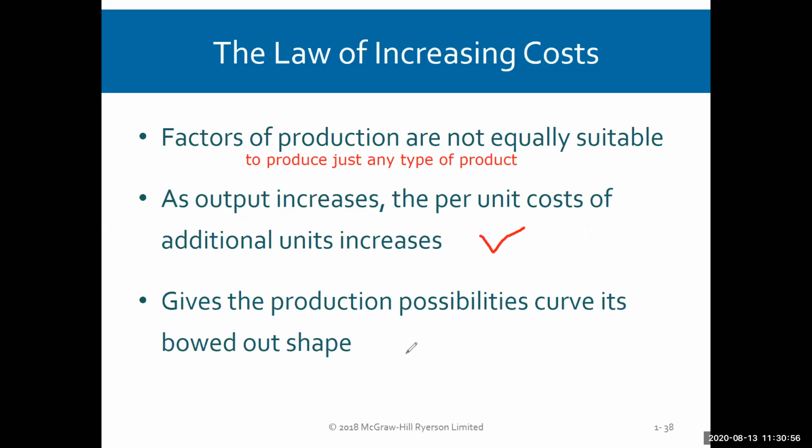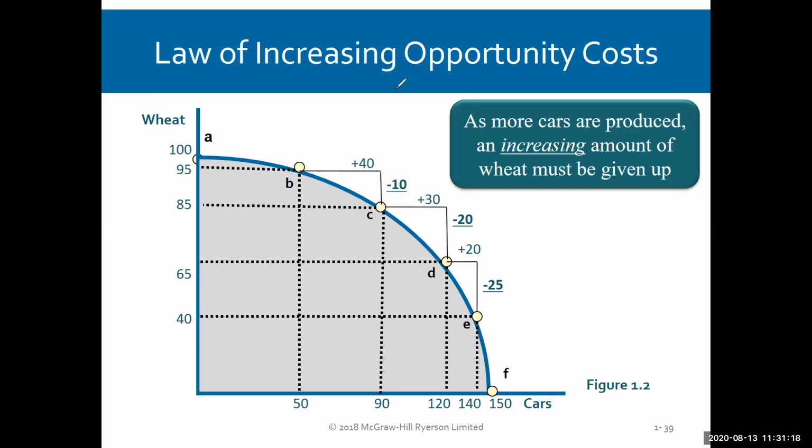So this gives the production possibility frontier its bowed out shape. We're going to take a look at that in the next slide and try and explain it a little bit further. So you see what we've got here. On the one axis, again, we've got our wheat, and on the other axis, we've got our car production. We're just going to look at points B, C, D, and E and see how, as more cars are produced, an increasing amount of wheat must be given up. And remember, that's because factors of production are not equally substitutable between wheat and car production.